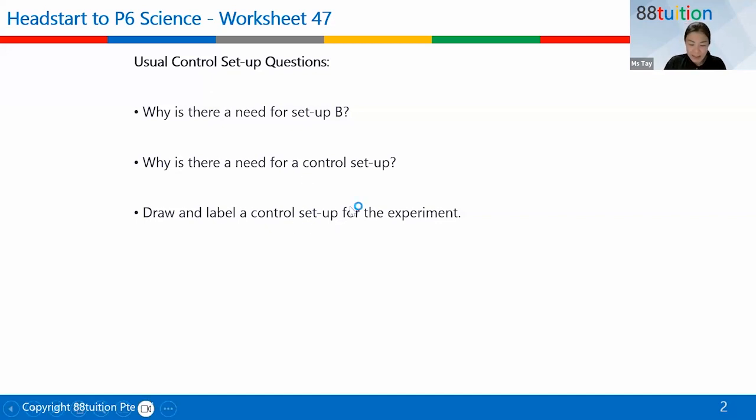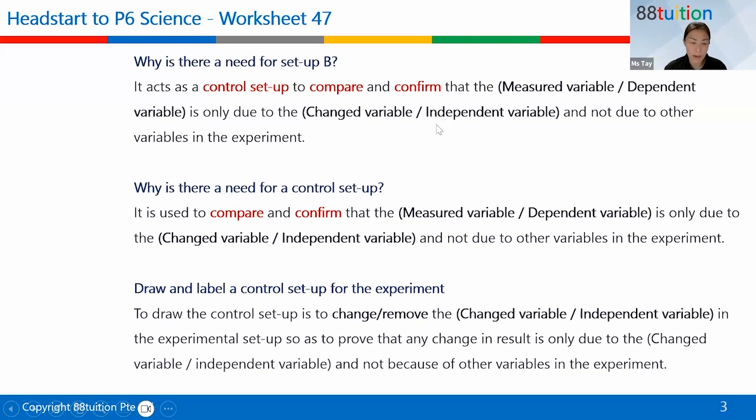Anyway, so other than that, of course, I said I'll draw and label a control setup. Sometimes the control setup can be very complicated to draw, but you just have to try to draw as similar to what was given to you earlier. If they don't ask you to draw, of course, it's good, but if they ask, you have to do it. Now, things like this are why is there a need for setup B? So the first thing you must say is it acts as a control setup.